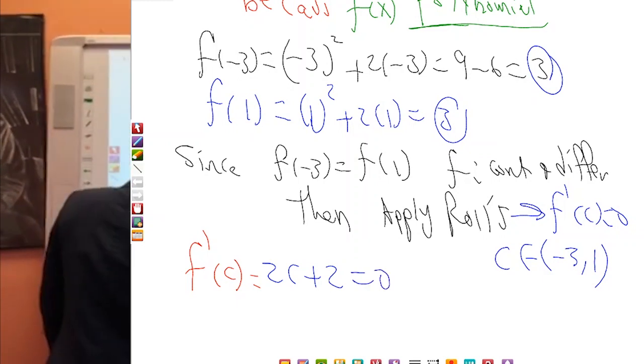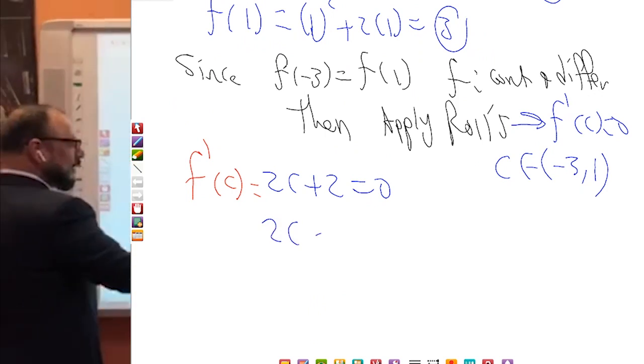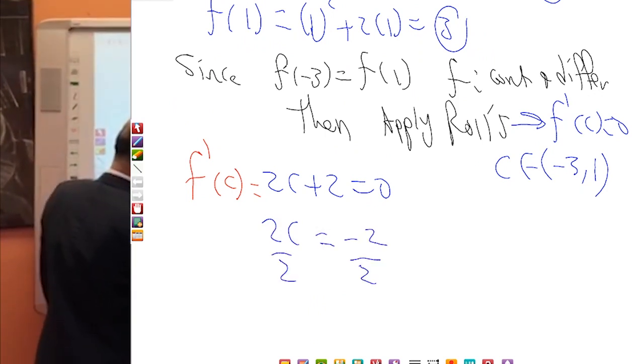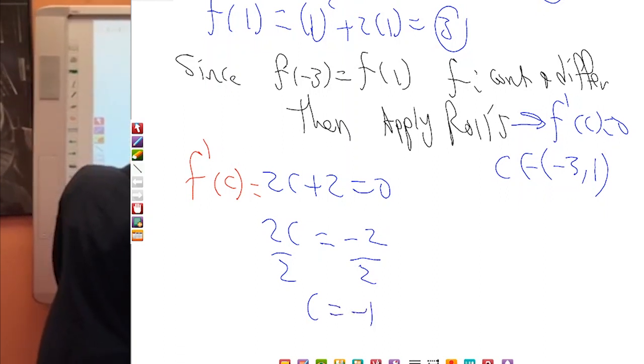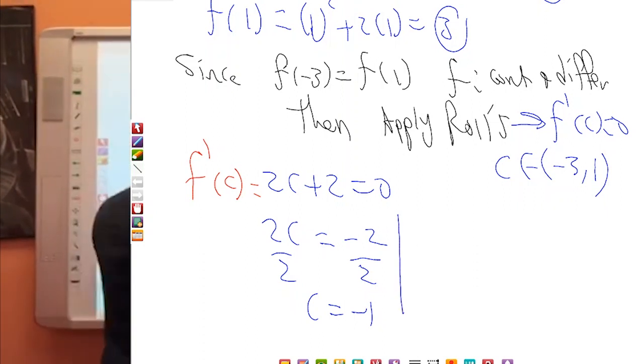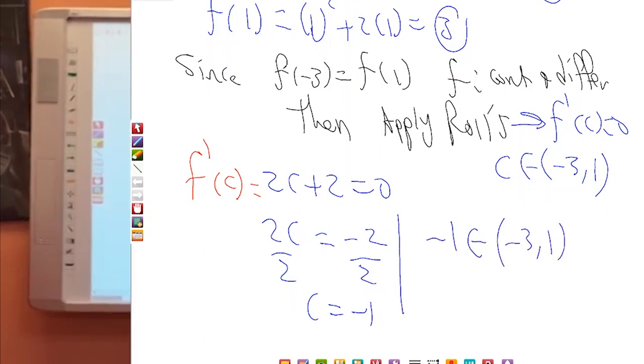So 2c plus 2 equals 0. I receive a lot of questions about this problem. I don't know what's hard in this. Do you see something hard? You move 2 to the negative side, divide by 2, divide by 2. c equals negative 1. Good? Yes, it fits. Negative 1 belongs to negative 3 and 1.